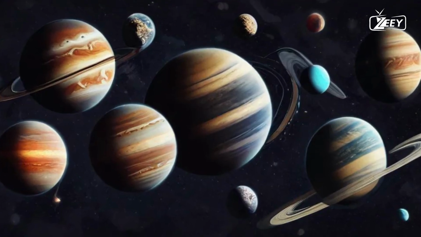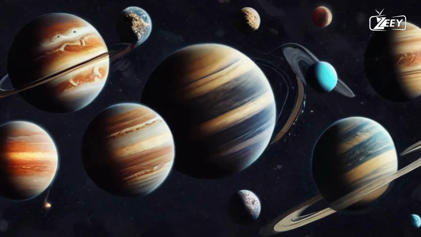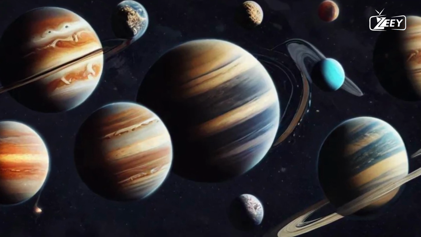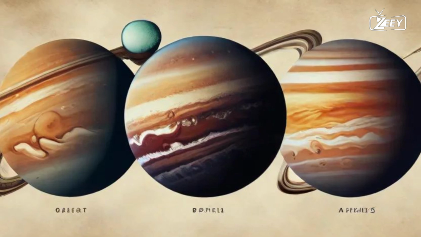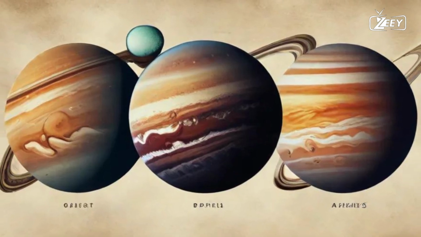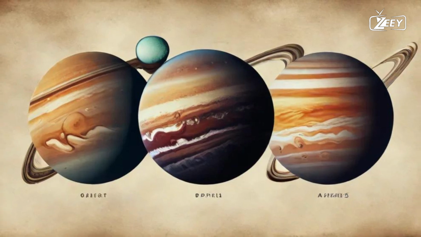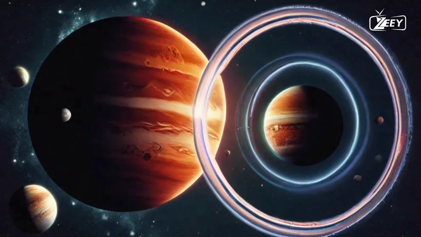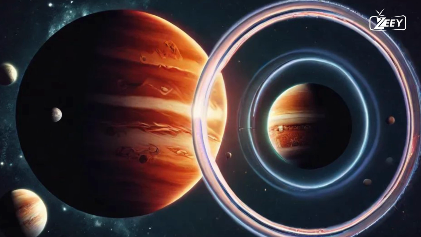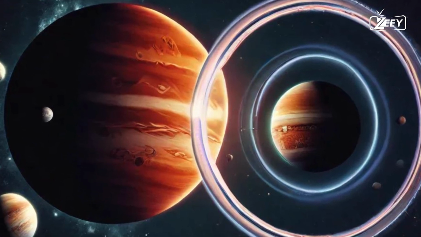This highlights the importance of understanding migration when considering the potential for life beyond Earth. If gas giants were to disrupt the orbits of terrestrial planets, it might result in environments too extreme for life to thrive, emphasizing how interconnected the fates of planets can be.